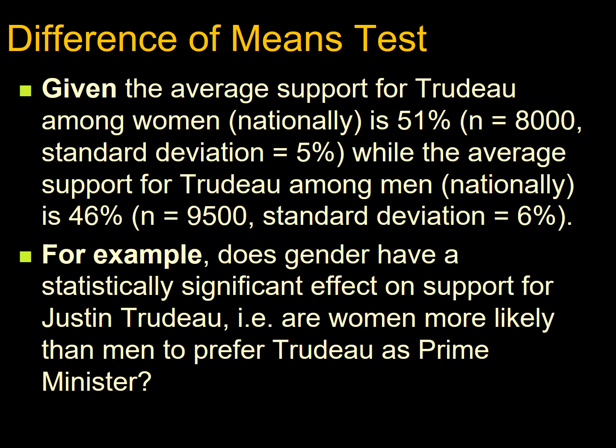So given the average support for Trudeau among women nationally is 51% with an N of 8,000 and a standard deviation of 5%, while the average support for Trudeau among men nationally is 46%, with an N of 9,500 and a standard deviation of 6%. So, in our example, does gender have a statistically significant effect on support for Justin Trudeau, i.e. are women more likely than men to prefer Trudeau as Prime Minister?